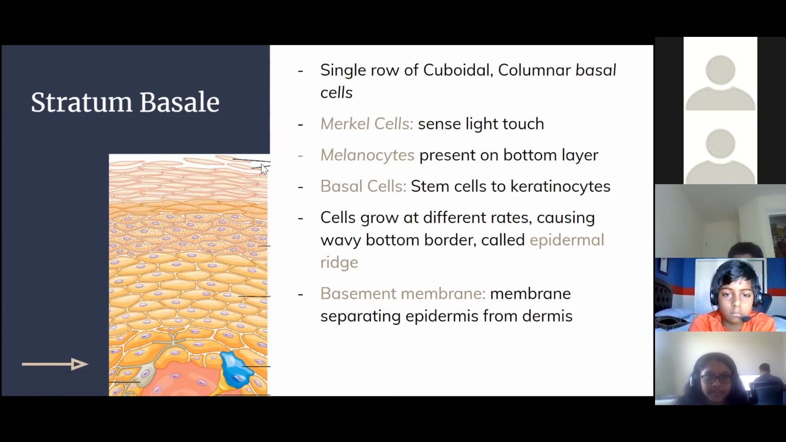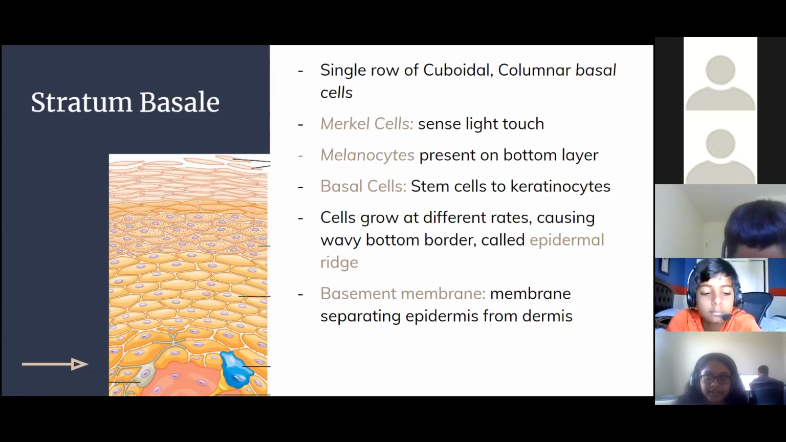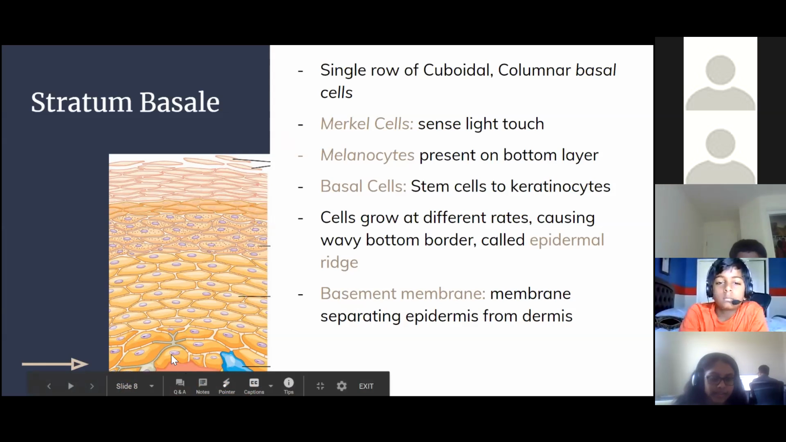It's basically just one layer of skin. Yeah, single row, one layer. Another thing is the basement membrane. This is a little bit more specific. I don't think you need to write this in your notes, but it's basically this tiny line here that separates the epidermis from the dermis below it.